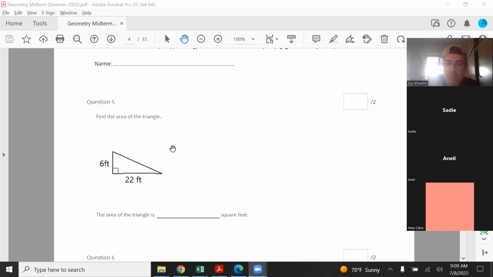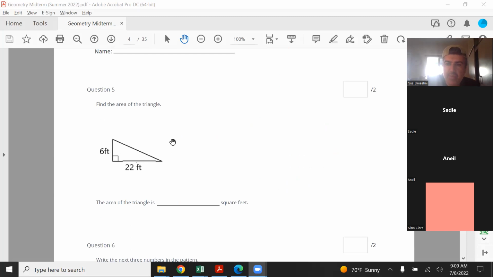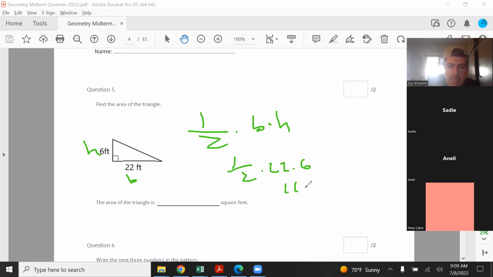And by the way, having me going over this will kind of motivate me to grade you guys' stuff pretty quickly. So here you have to find the area. Area is just 1/2 times base times height. That's all. That's your base. That's your height. So 1/2 of 22 times 6, 11 times 6, you get 66.